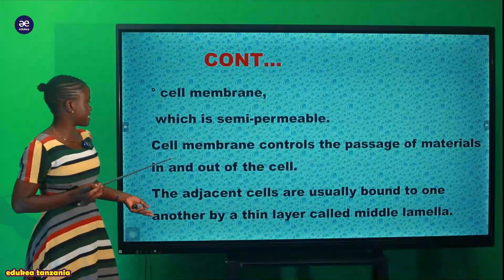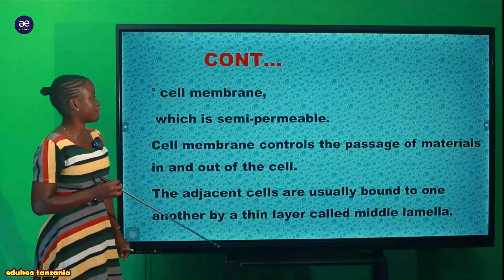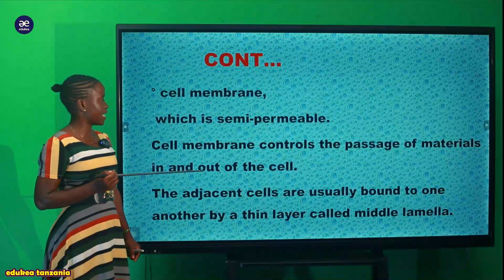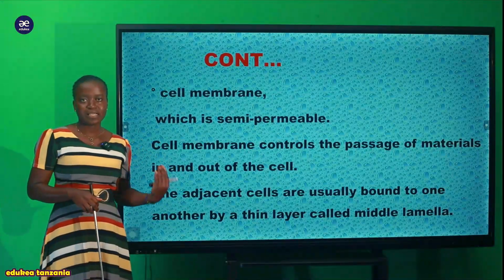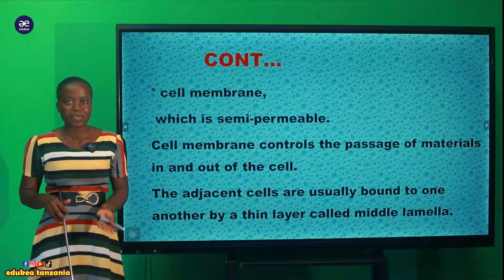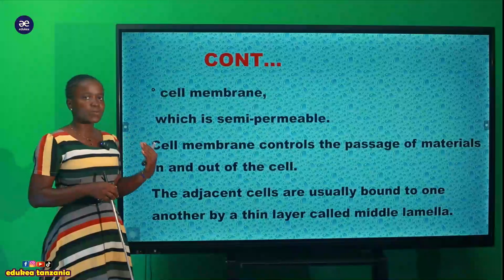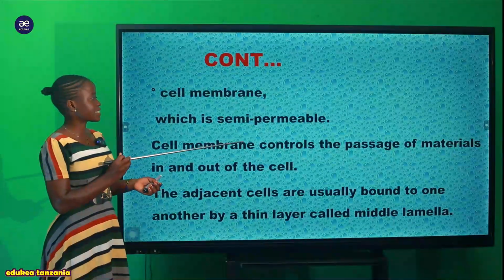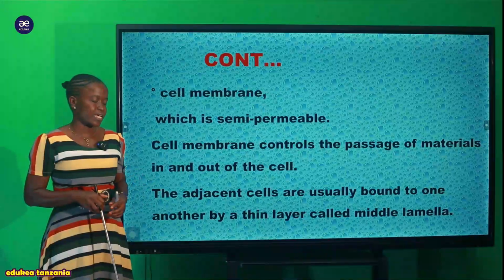So now simply we can say that the cell membrane controls the passage of materials in and out of the cell. As I have said, kwamba hii cell membrane inaitwa semi-permeable membrane. Tunasema ni kwa sababu tu inakuwa inasaidia kuingiza material ndani ya cell na kutoa nje ya cell.